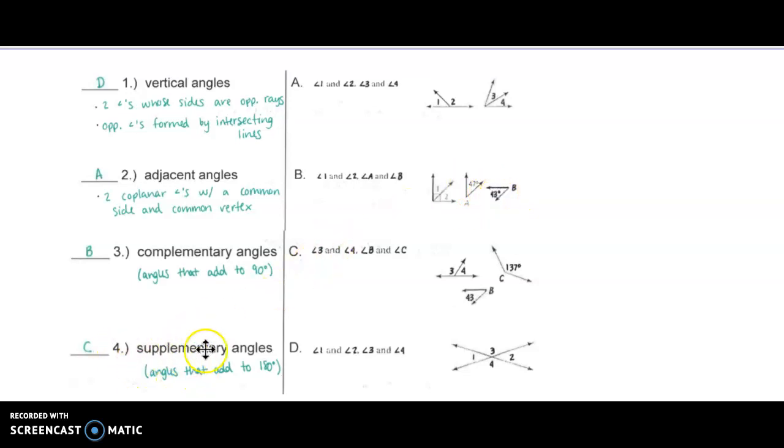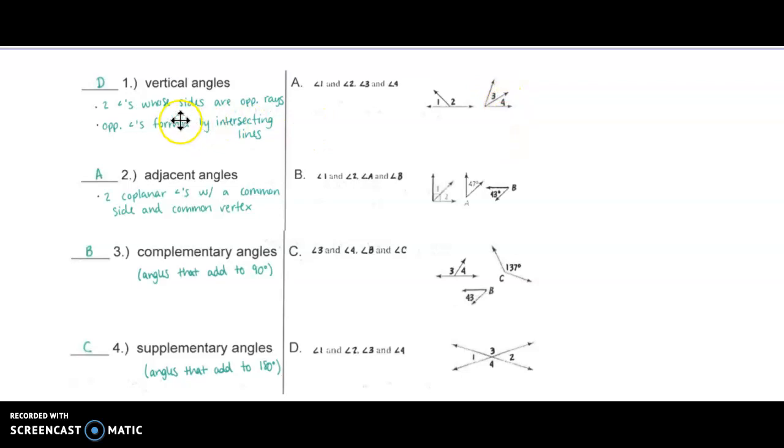And here, supplementary is C. You can tell that they add up to 180. I believe in the notes, this one, angle 3 and angle 4, it makes a straight angle, right? A straight angle is 180 degrees. Number 2, adjacent angles. Remember, adjacent means next to. Okay, so this goes with part A because angle 1 and angle 2 are next to each other, right? And angle 3 and angle 4 are also next to each other.